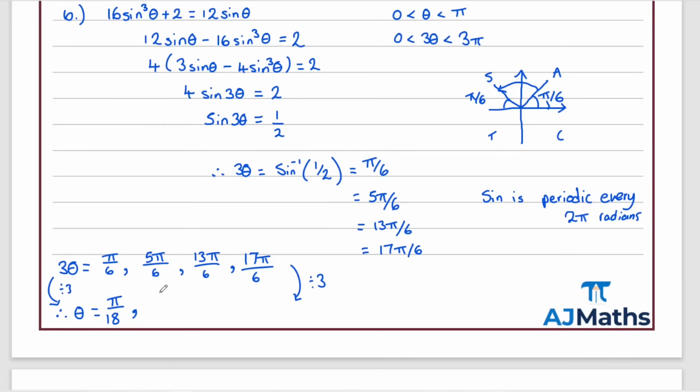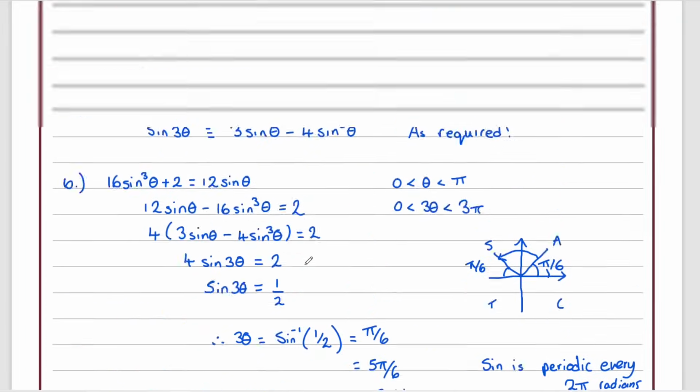We've got 5 pi over 6. This would just be 5 pi over 18. So basically just change all the denominators now to be 18. So 5 pi over 18, we've got 13 pi over 18, and then finally, 17 pi over 18. And there we have it. So these 4 solutions here are the full set of solutions for theta. So that gives us the solution to question 10.